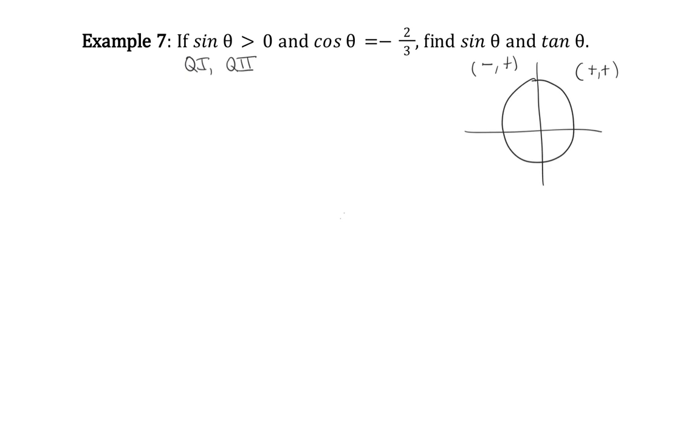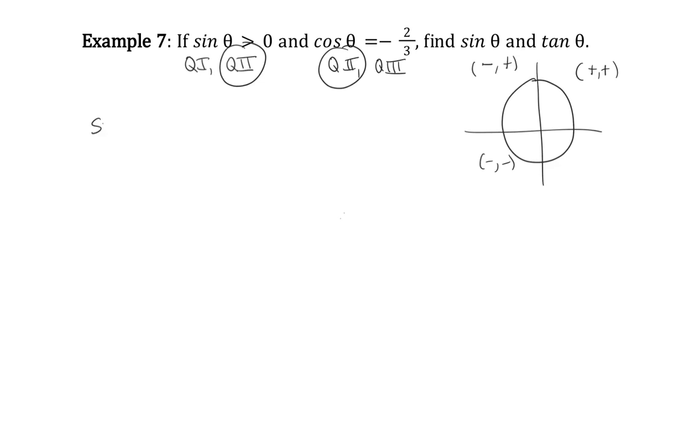We're given that cosine theta is negative 2/3. Cosine is negative in quadrants 2 and 3, and sine is positive in quadrant 2, so both happen in quadrant 2. Our goal is to find sine theta and tangent theta. All right, let's go ahead and get started.